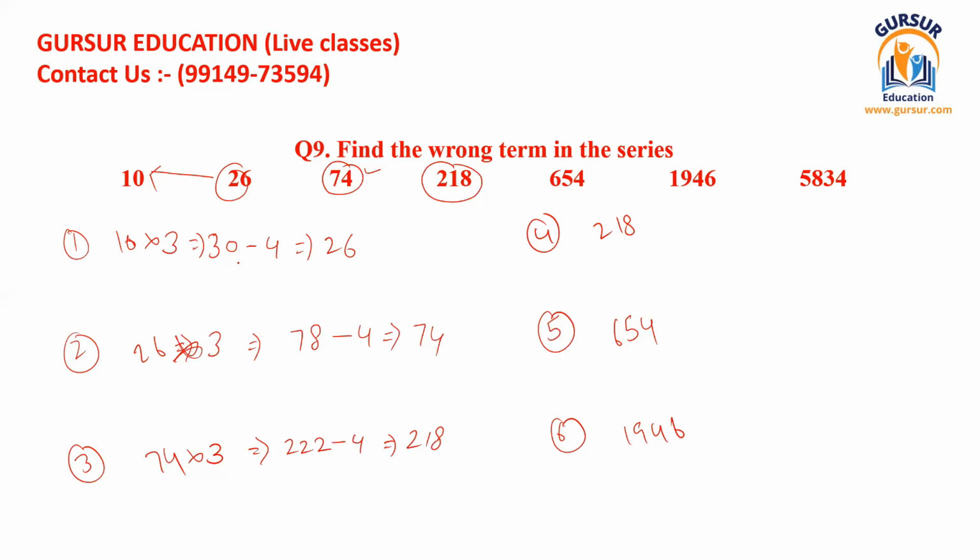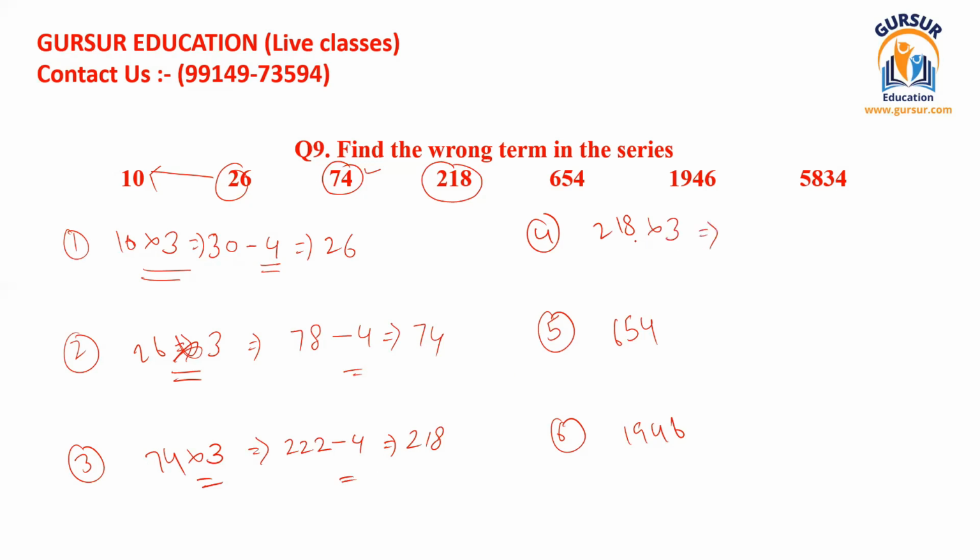Now we can easily see the combination. Everywhere there is the multiplication of 3 first of all, and after that there is the reduction of 4 from the resultant value. So we shall multiply 218 by 3.